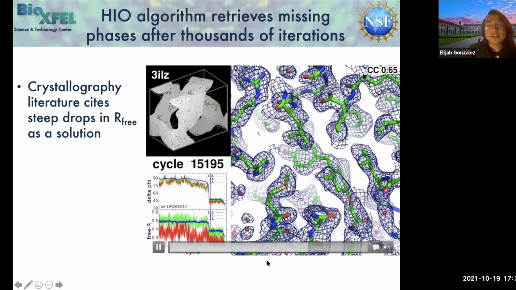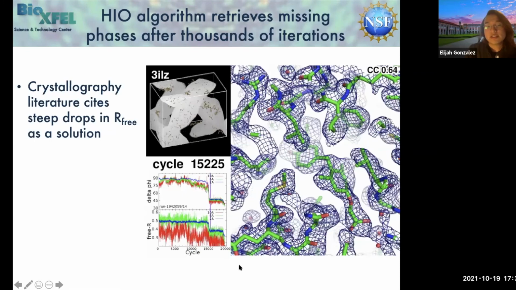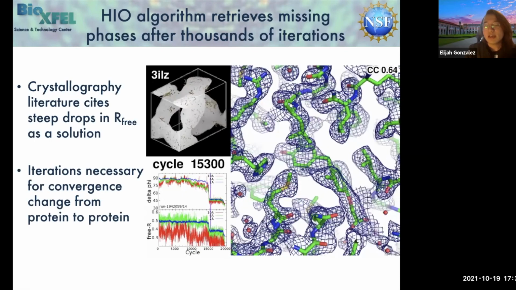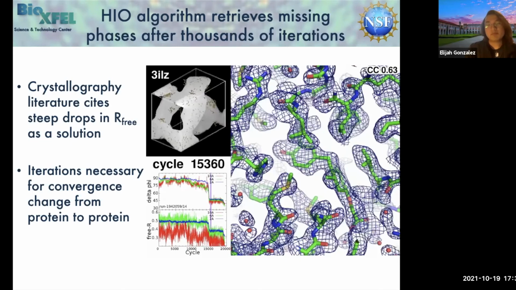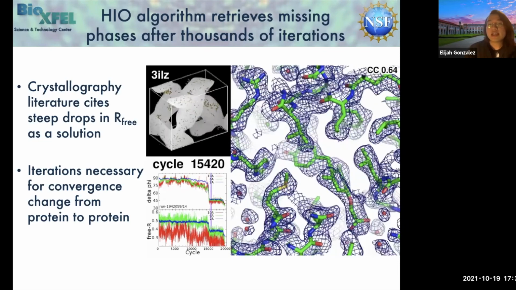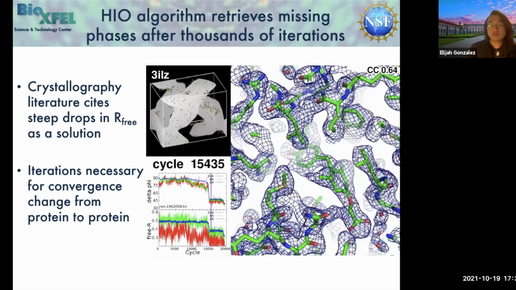One thing that's important to note is that the iterations necessary for convergence are actually different from protein to protein. And that makes sense. That may be something that's not obvious to people when they first hear this talk, particularly people who are not familiar with crystallography. But this is just an example of a movie generated of how it looks over time.